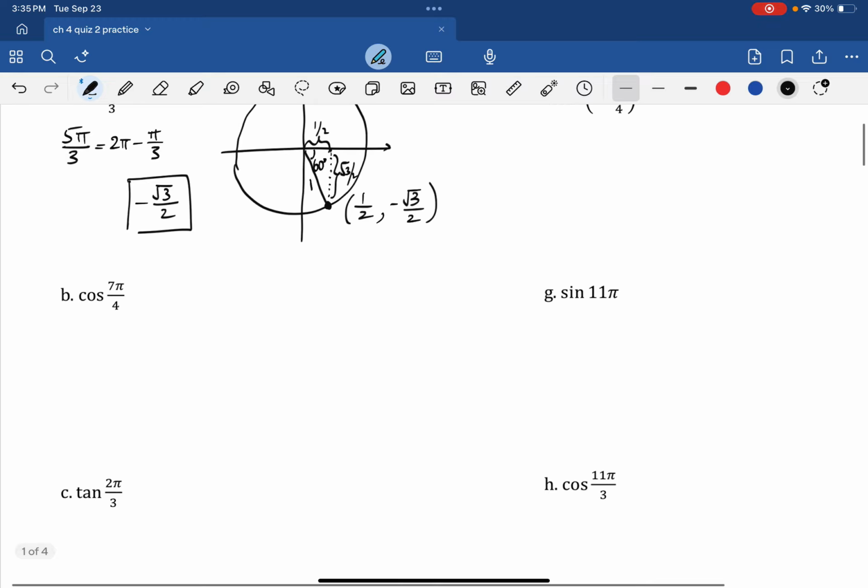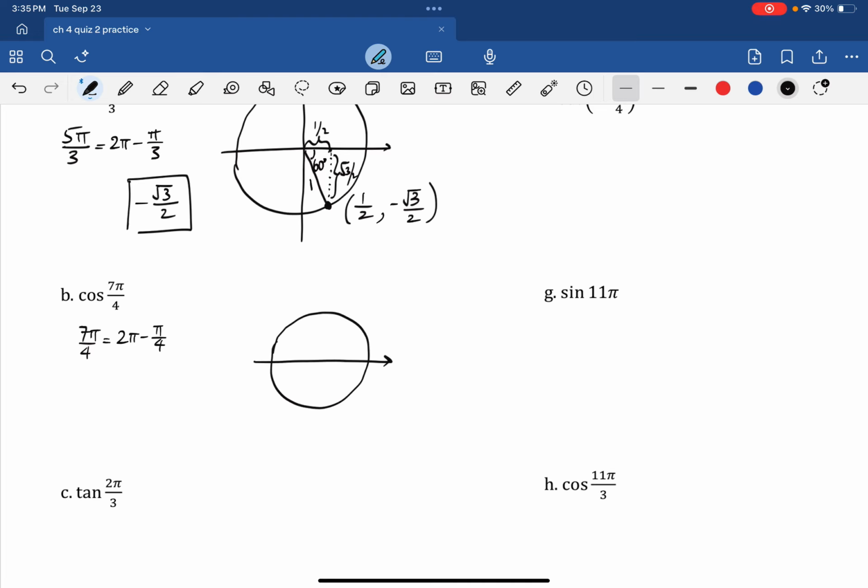Next one, cosine 7 pi over 4. Well, 7 pi over 4, I know is just 2 pi minus pi over 4. And so on my unit circle, I can locate that right here. And then I know the coordinates of this point are going to be root 2 over 2 and negative root 2 over 2 for the y.